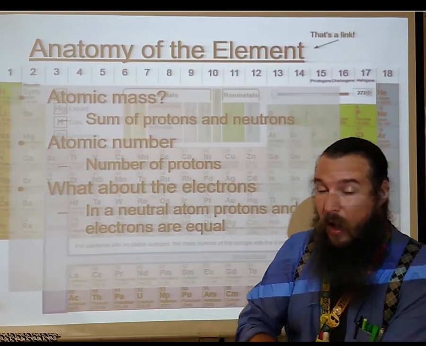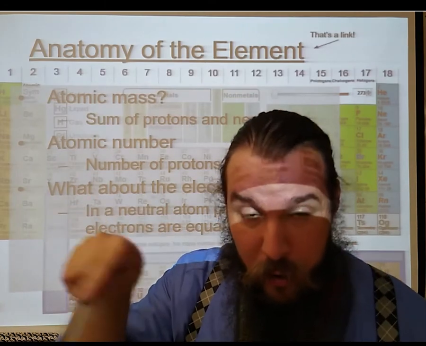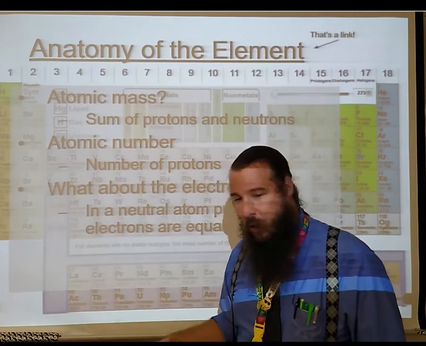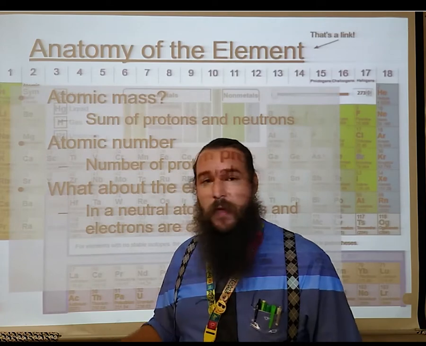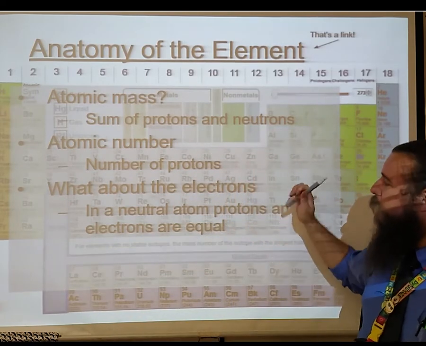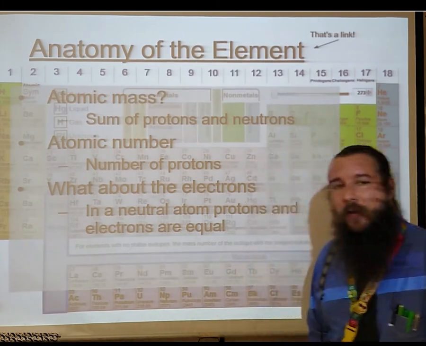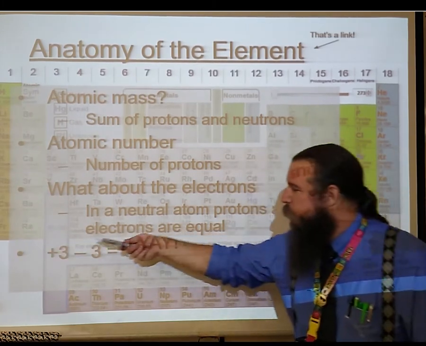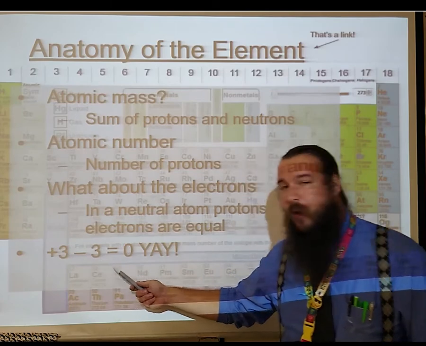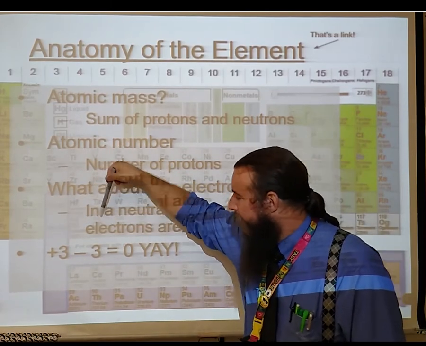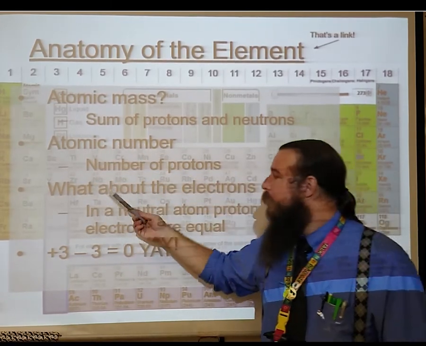And for right now, let's just say they're all neutral for today's activity, and probably tomorrow's activity, and probably the next day after that's activity. They're all neutral. And so every proton is plus one. Every electron is minus one. So if you had, for example, three protons and three electrons, plus three minus three is zero, that's neutral.